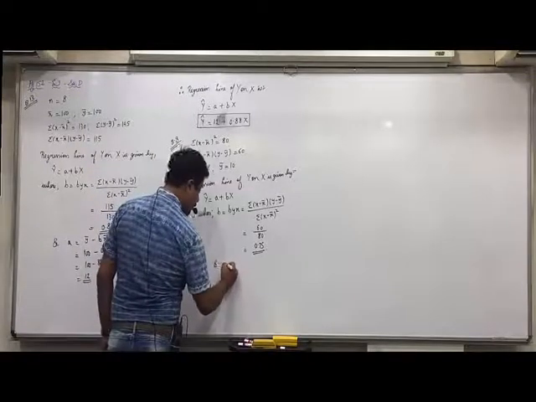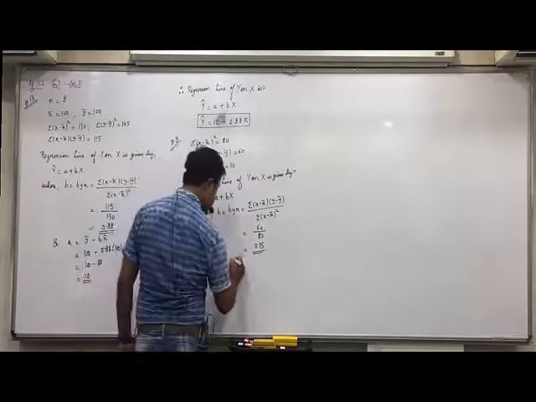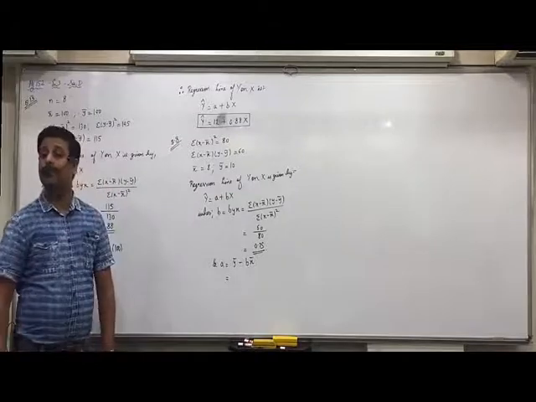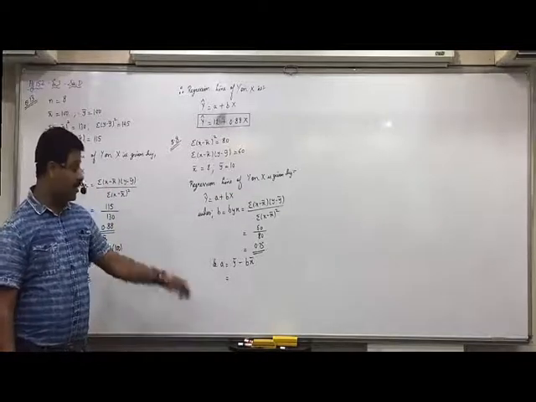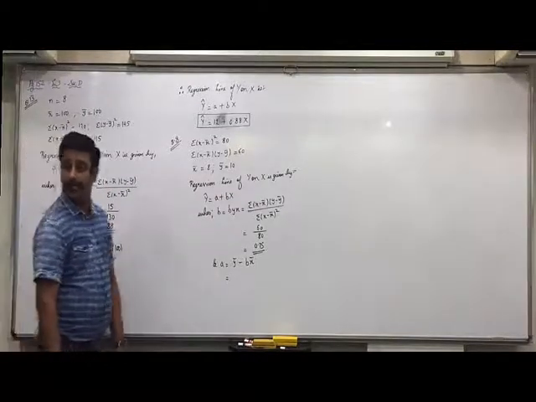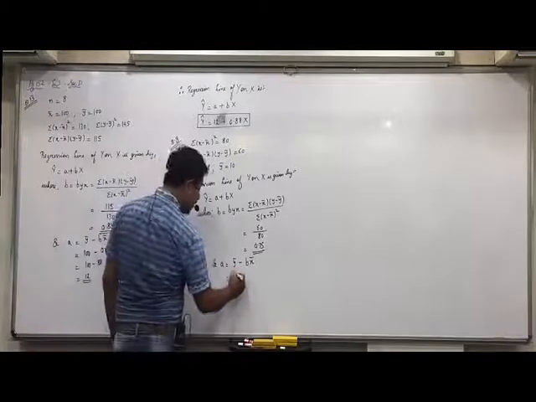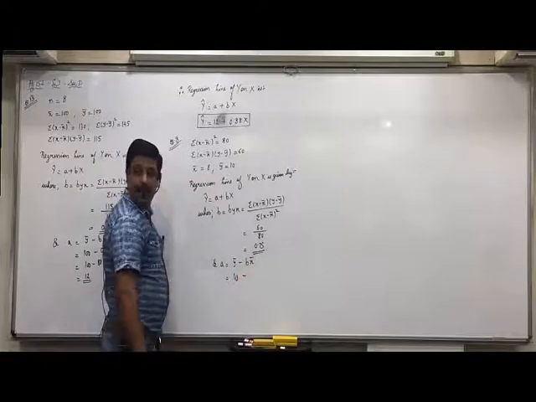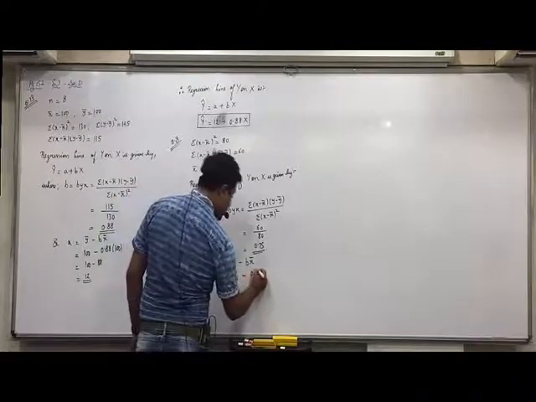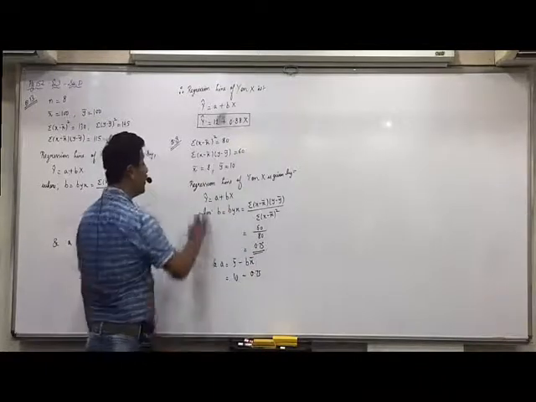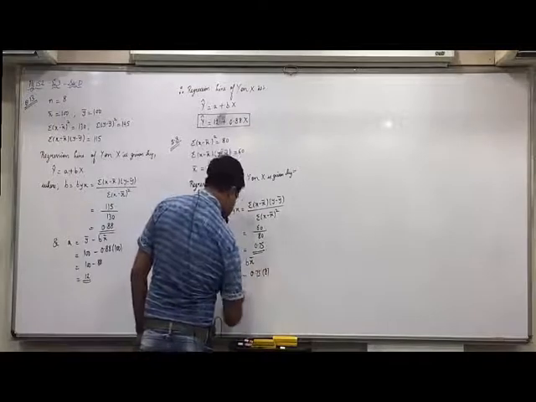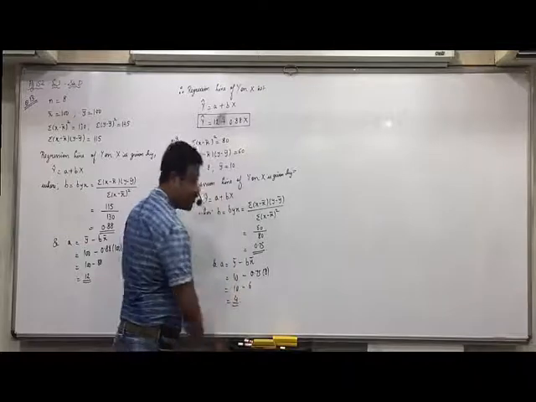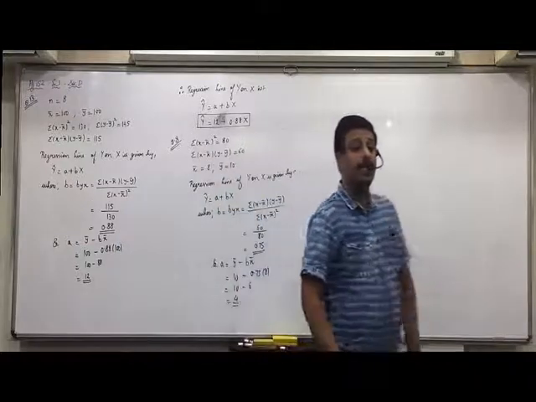a is equal to y bar minus b into x bar. That is 10 minus 0.75 into 8, since y bar is 10 and x bar is 8. So 10 minus 6, that is 4. So now, is everyone clear with this?